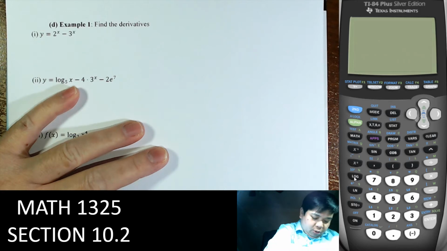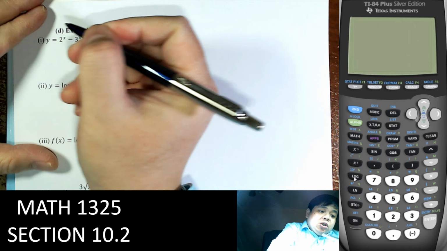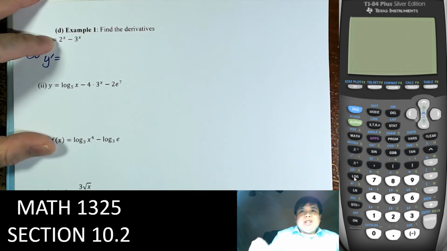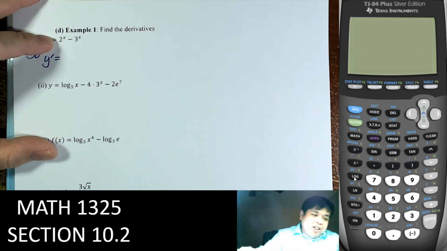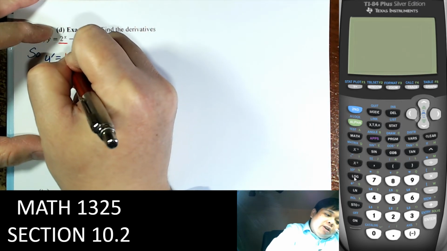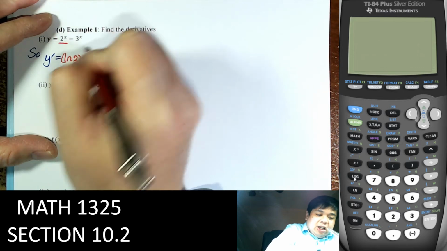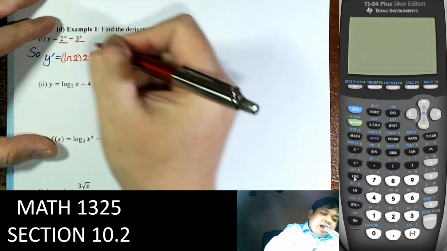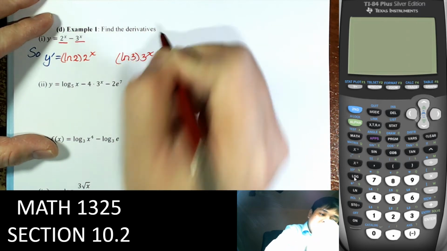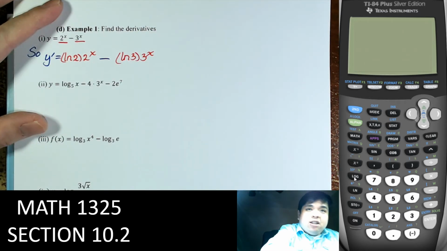Now, find the derivative. Here we have a lot of examples. So, derivative of 2 to the x. Now 2 is not e. If it is e to the x, the derivative of e to the x is e to the x. Now there's a base 2. That means we're going to have times ln of the base, and then we just have the exponential term. 3 to the x, still ln of the base, and then the exponential term, and then just subtract. That's it.